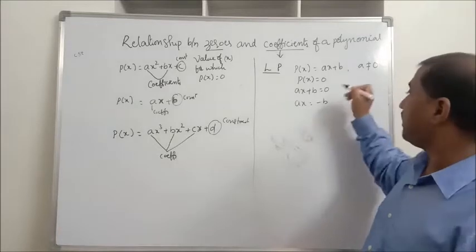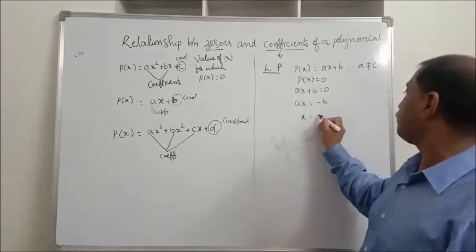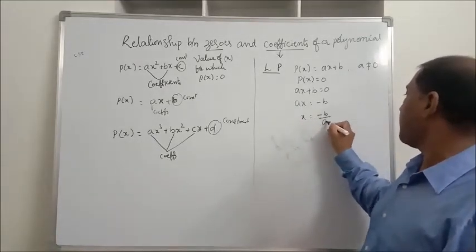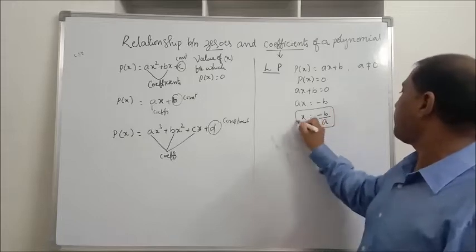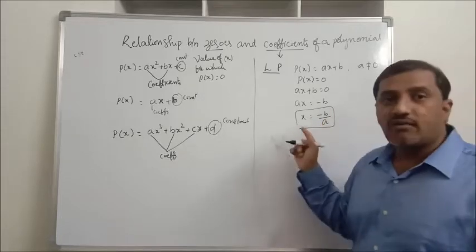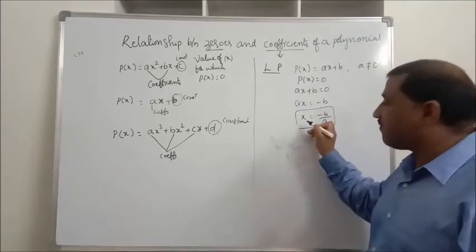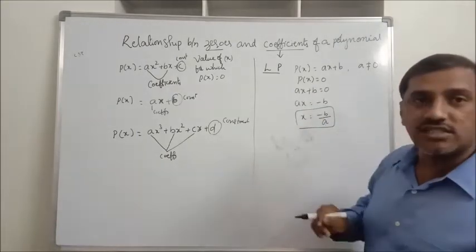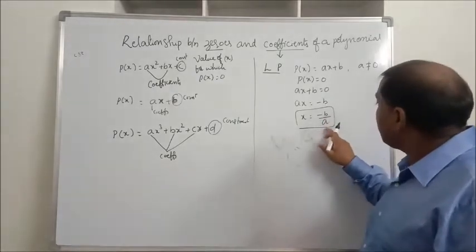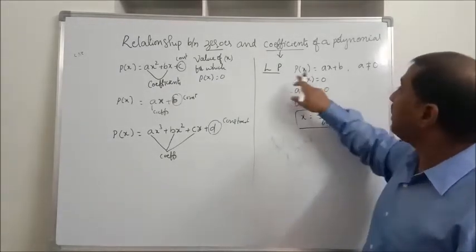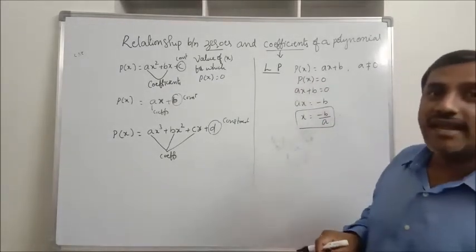A is multiplied, therefore x is equal to what? Minus b by a. What is x here? It is a variable. Now what is minus b by a? It is the value of x for which p of x is 0. Therefore minus b by a is known as the zero of the linear polynomial ax plus b.